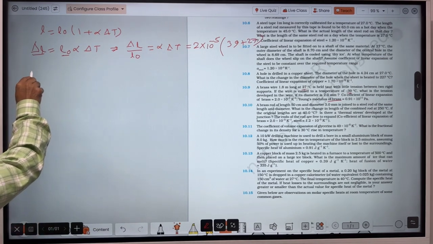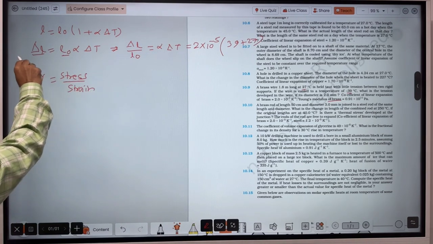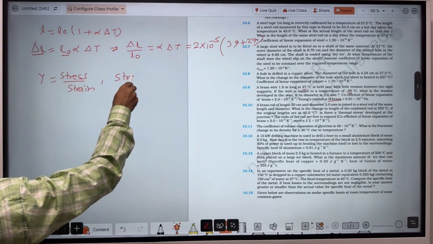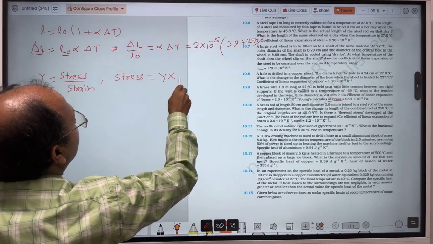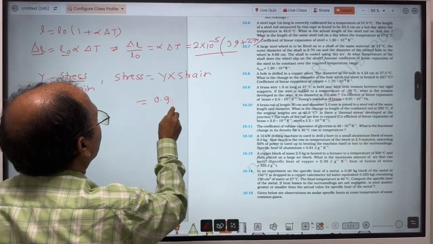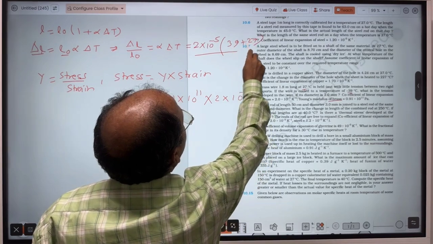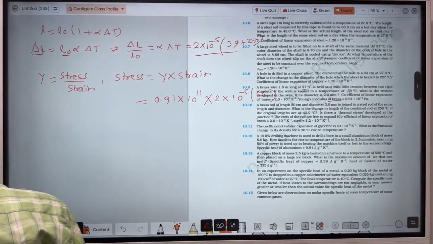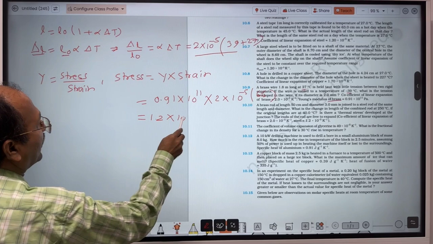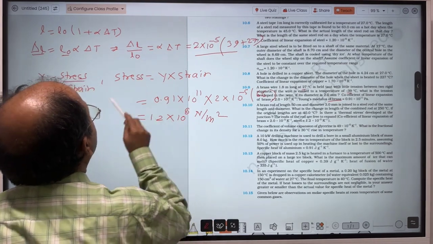Then there is a relation, you know, Young modulus Y equals stress upon strain. We have got strain from here, and we can evaluate stress. Stress will be equal to Y times strain. So Y is given in our question as 0.91 into 10 to the power 11, into 2 into 10 power minus 5, into 66. So we have got the value of stress. It will come out to be around 1.2 into 10 to the power 8 Newton per meter square.